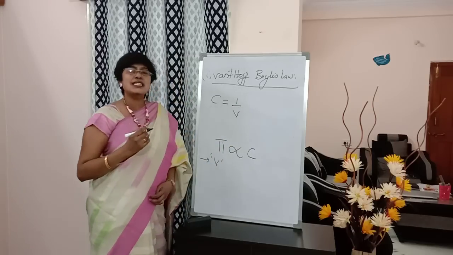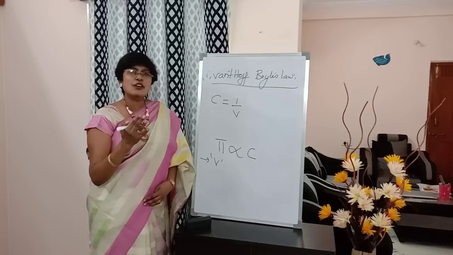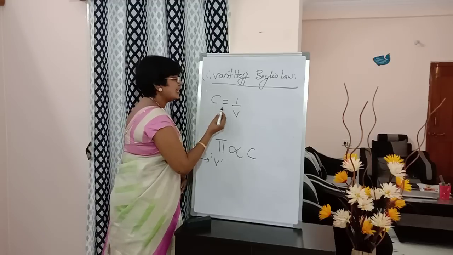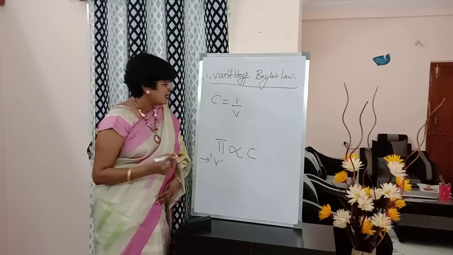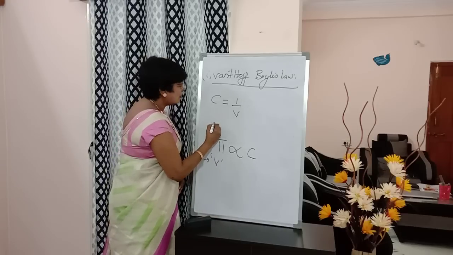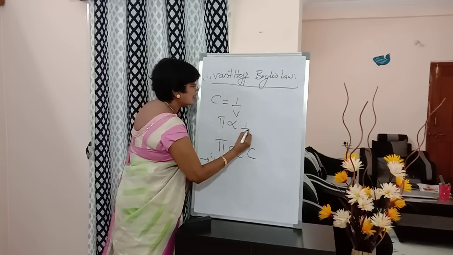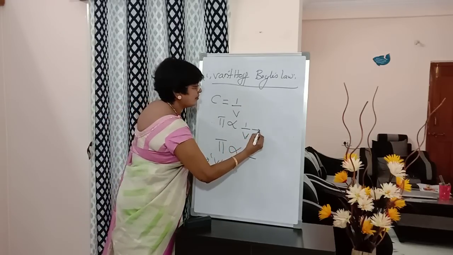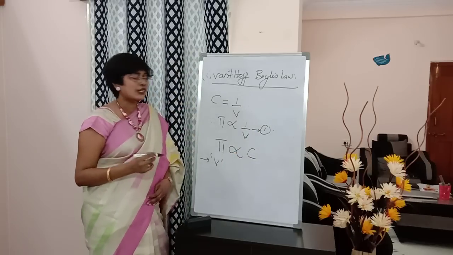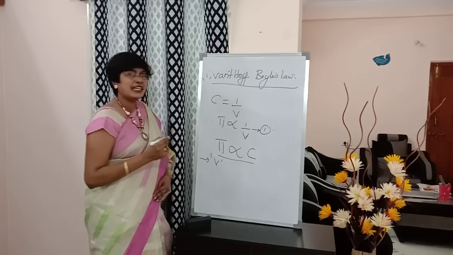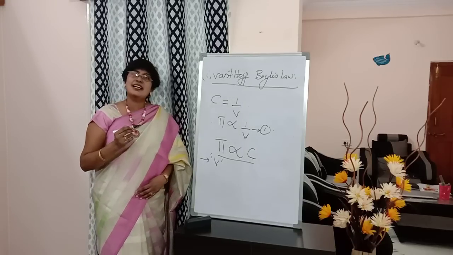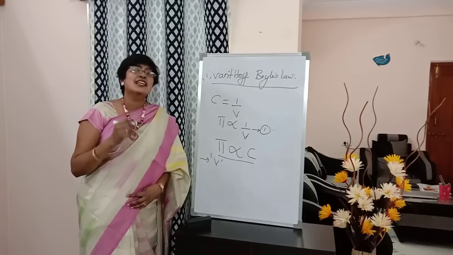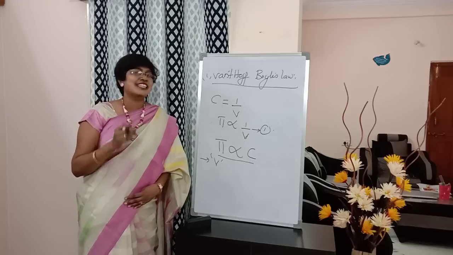Why? Because concentration is number of moles of solute per unit volume. So, C is equal to 1 by V. So, pi proportional to C, therefore, pi proportional to 1 by V. Give this equation number 1, students. So from this expression, we can state Van 't Hoff Boyle's law as at constant temperature, osmotic pressure of a dilute solution is directly proportional to concentration of the solution.